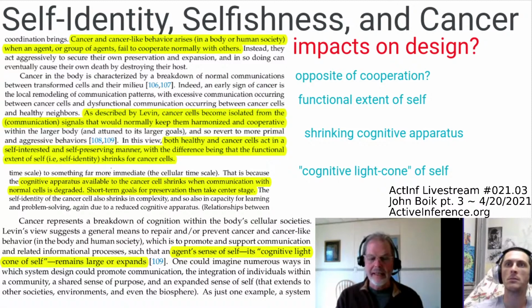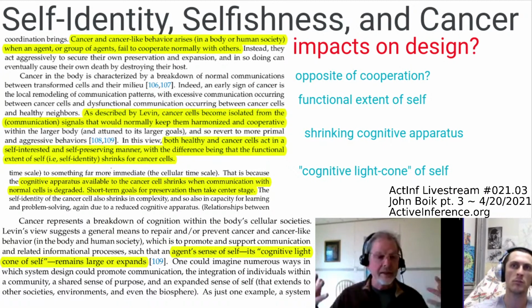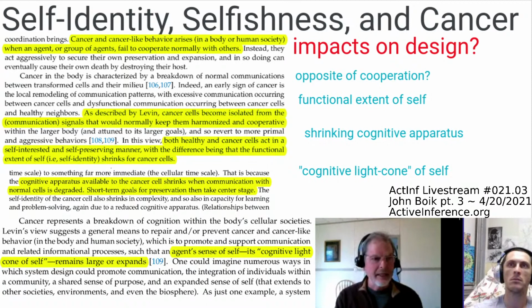So it's taking care of itself. It's including in its self a small group of cells, small tissue, relative to the body. So its ability to think, in a sense, to cognate, shrinks because it's no longer attached to the rest of the cognitive apparatus of the body. It has to do any cognitive processing that it can do within a much smaller set of cells.